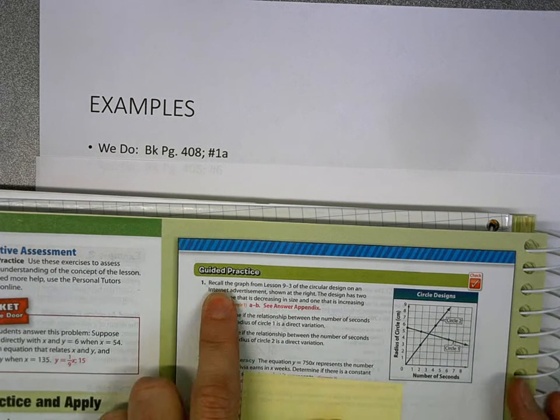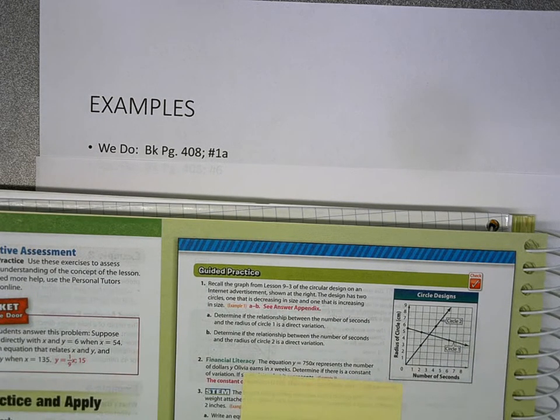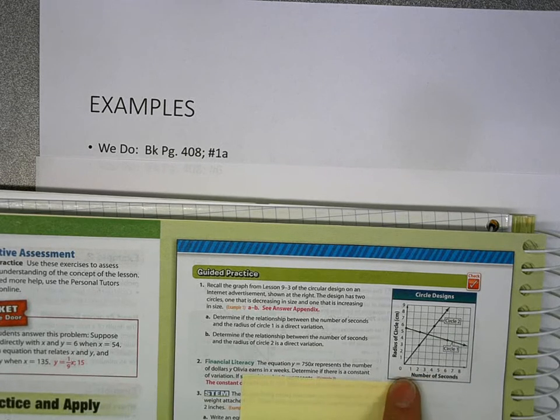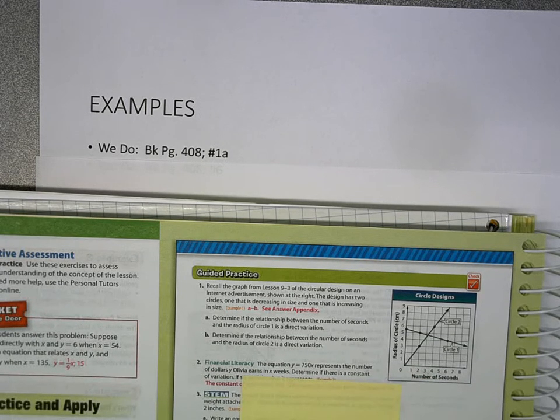So on number one, it says, recall the graph from lesson 9.3 of the circular design on an internet advertisement shown at the right. So you don't have to look back. It's right there. It says the design has two circles, one that is decreasing in size and one that is increasing in size. Then we have A and B.